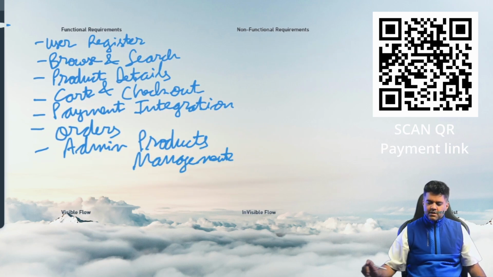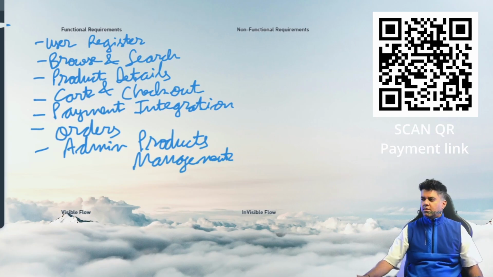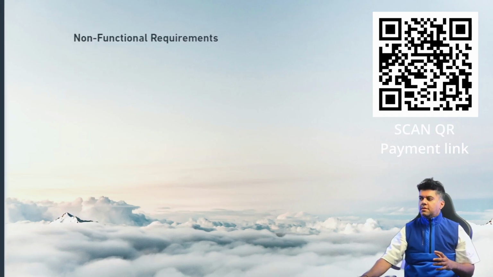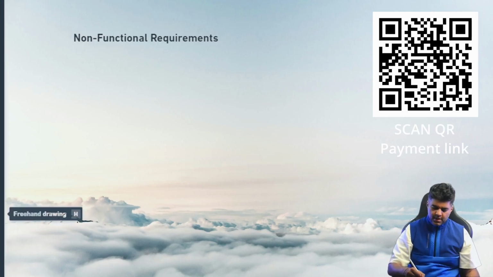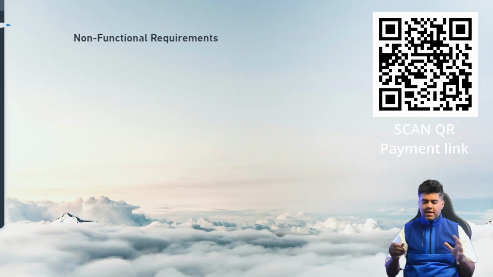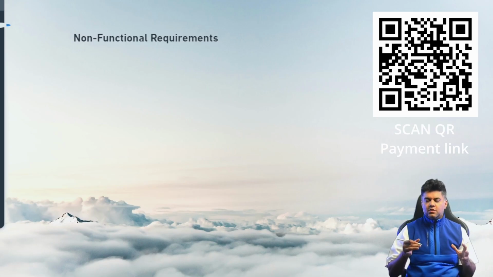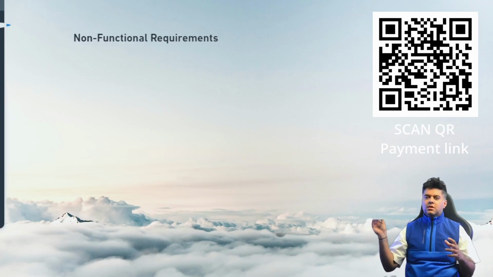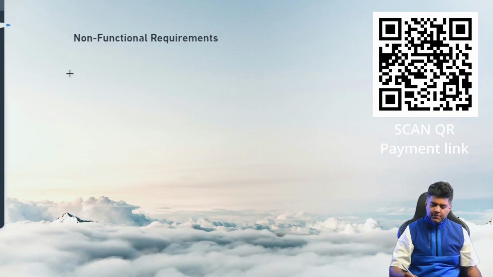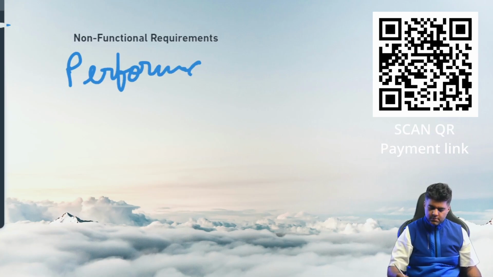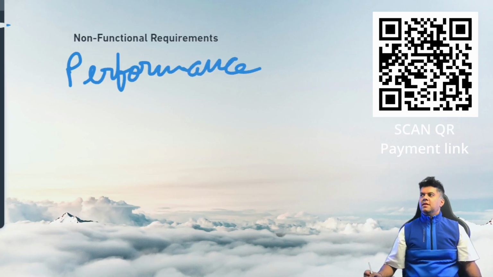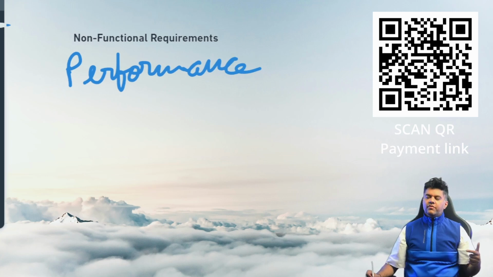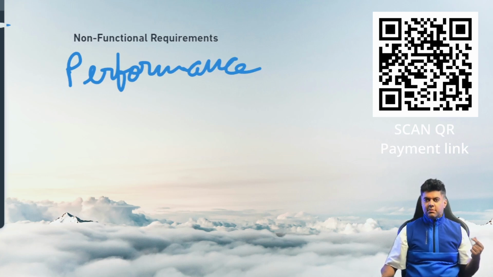Now for the non-functional requirements, let's break that down as well. So for the non-functional requirements, we are going to have the first non-functional requirement as performance. Now these are, like I mentioned, not the features in your software. These are the things that support the software. So the first thing is performance, which means that the pages will load very fast. There will be low latency during search, and the checkout process will be very fast as well.